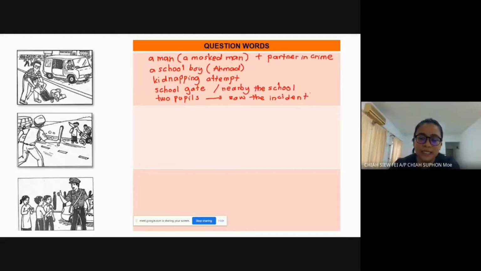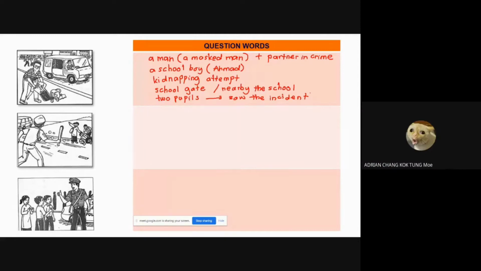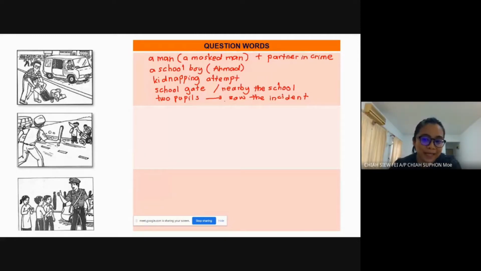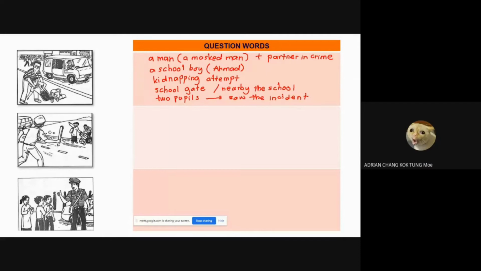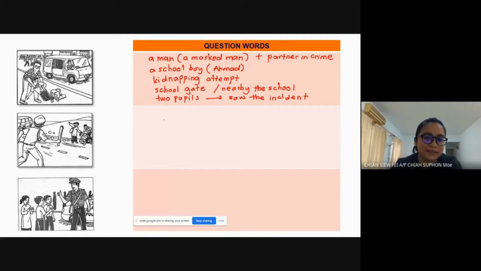Okay, see, this is how you draft your story so that when you write in the beginning, you write about Ahmad, then in the ending, it might be somebody else. Okay, because that happens. All right. Okay, in the second picture, who is involved in the second picture?